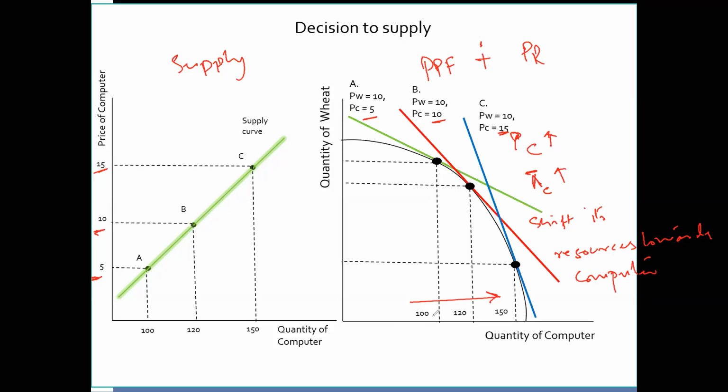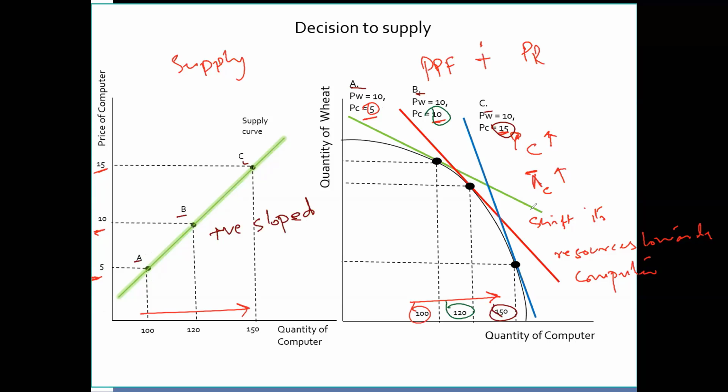So when we show that here, if we compare 100 with 5, and then 120 with 10 and 150 with 15, we can see it here, and it will become points A, B and C. So these are A, B and C. So it is a positively sloped supply curve.